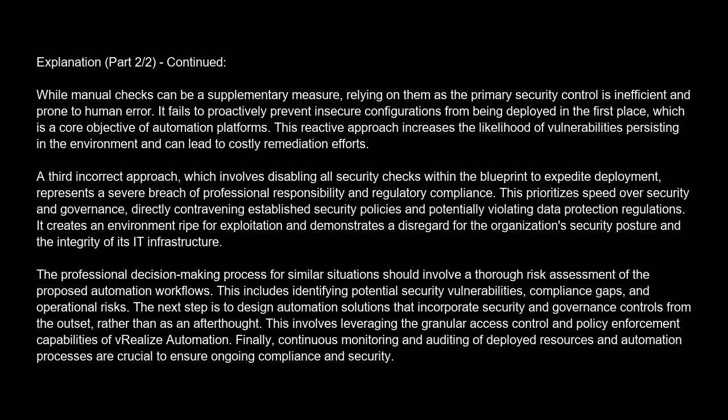The professional decision-making process for similar situations should involve a thorough risk assessment of the proposed automation workflows. This includes identifying potential security vulnerabilities, compliance gaps, and operational risks. The next step is to design automation solutions that incorporate security and governance controls from the outset, rather than as an afterthought. This involves leveraging the granular access control and policy enforcement capabilities of vRealize Automation. Finally, continuous monitoring and auditing of deployed resources and automation processes are crucial to ensure ongoing compliance and security.